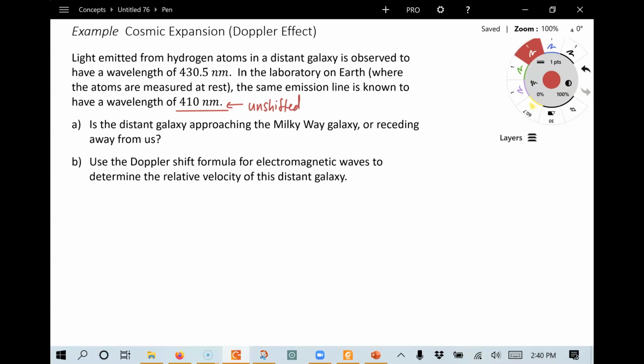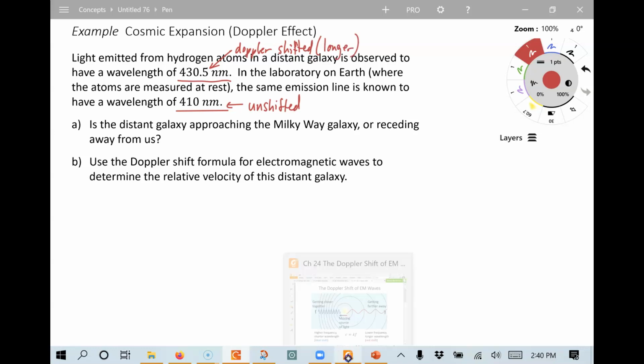However, when we're looking at the same electromagnetic light emitted by hydrogen atoms that's coming from a distant galaxy and has traveled down to Earth, we're getting a different value here. This is your Doppler shifted wavelength. Now in part A it says, is the distant galaxy approaching the Milky Way or is it receding away from us? Well, let's go ahead and look. The shifted wavelength is longer, right? It's longer than the unshifted one. So let's go ahead and look real quick here.